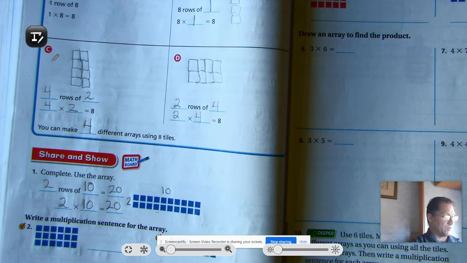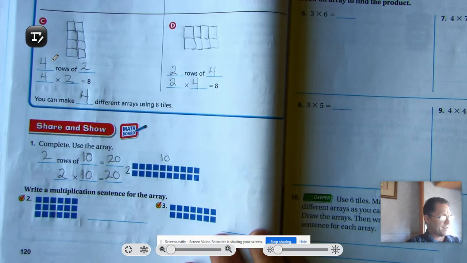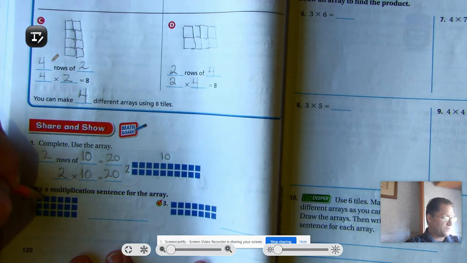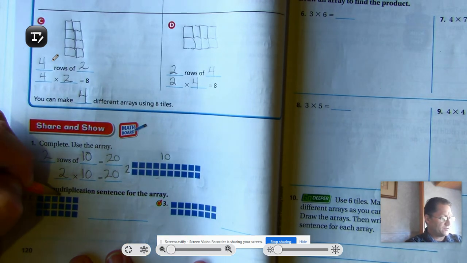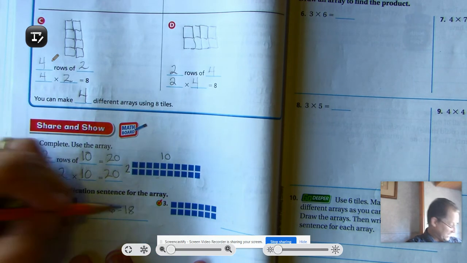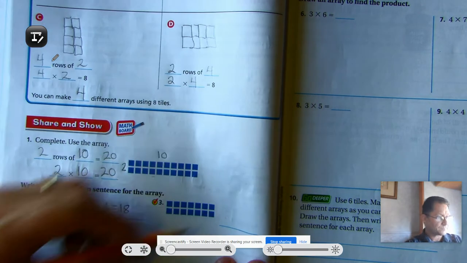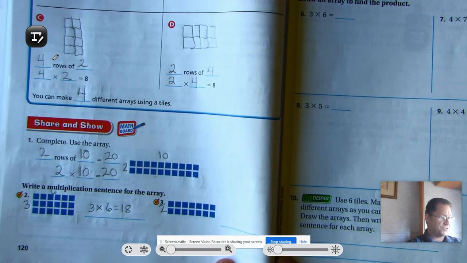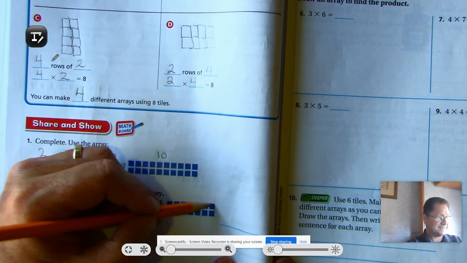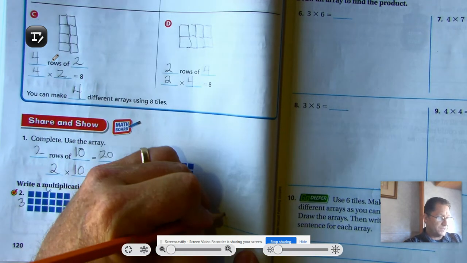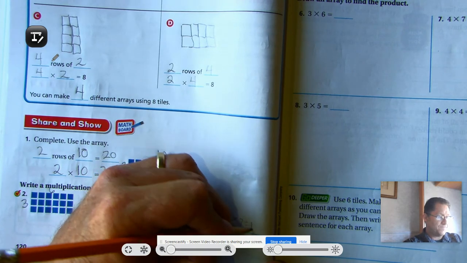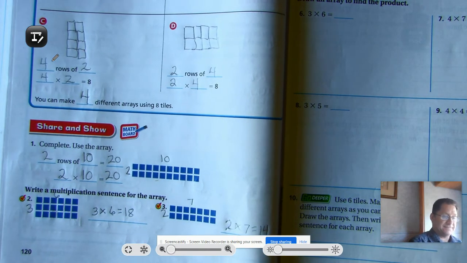Number 2, write a multiplication sentence for the array. How many rows? I have 3 rows. Each row has 1, 2, 3, 4, 5, 6. So I have 3 rows of 6, and 3 rows of 6 equals 18. Number 3, I have 2 rows, and in each row I have 1, 2, 3, 4, 5, 6, 7. So rows come first. How many in each row? And 2 times 7 is 14.